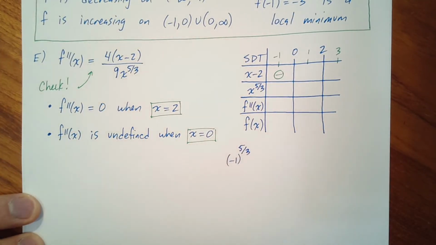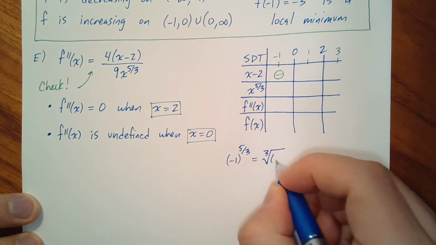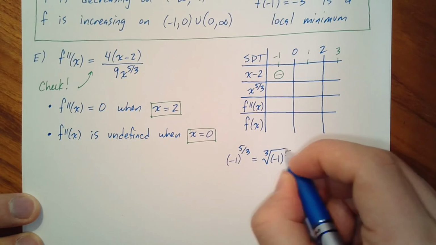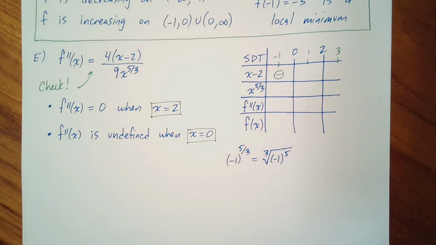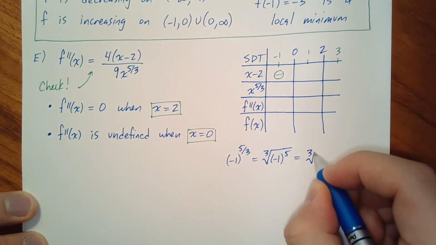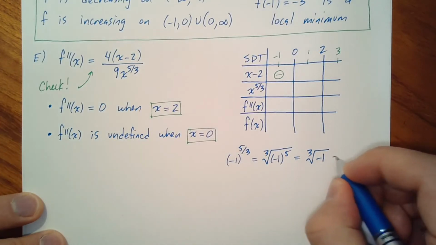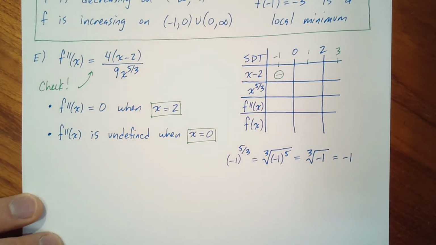to the 5/3? Well, by definition, that's the cube root of -1 to the power of 5. So you have the cube root of, what's the inside? -1 to the 5, that's an odd power of -1, and an odd power of -1 is just going to be -1. So -1 to the 5 is just -1. But now you have the cube root of -1, which is, again, -1. Okay, so that's how you can check these in detail.